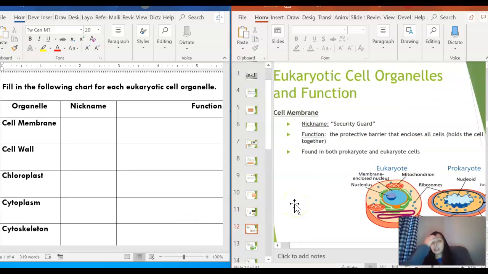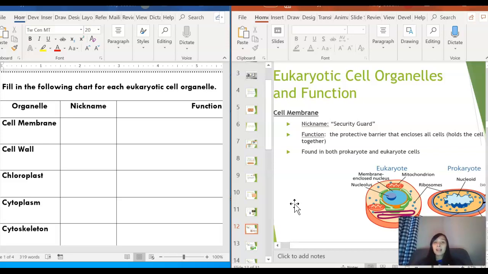All right, so now we're going to talk specifically about eukaryotic cell organelles and their function. And I told you on Monday and Tuesday, I'm not jipping you. You are going to get to know what each cell part does and how they work together. So that's what we're going to learn about today and right now.